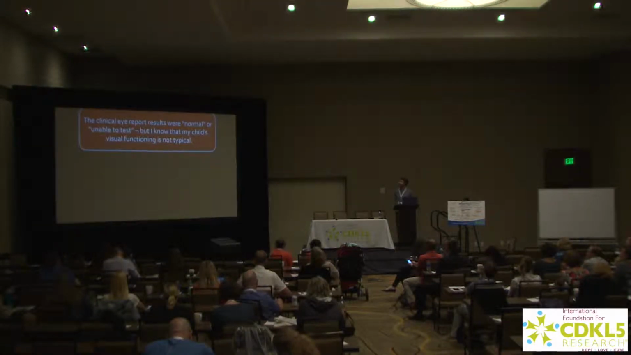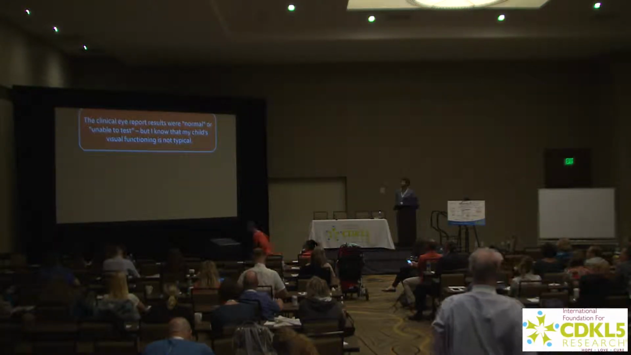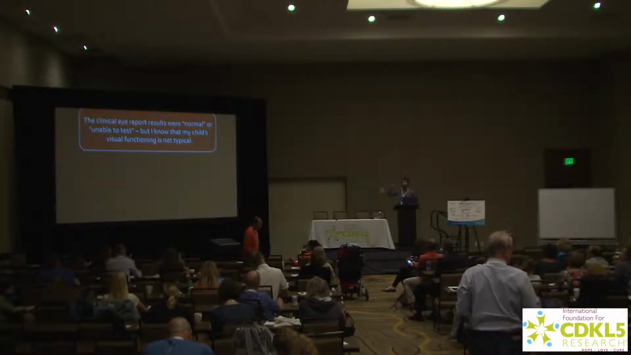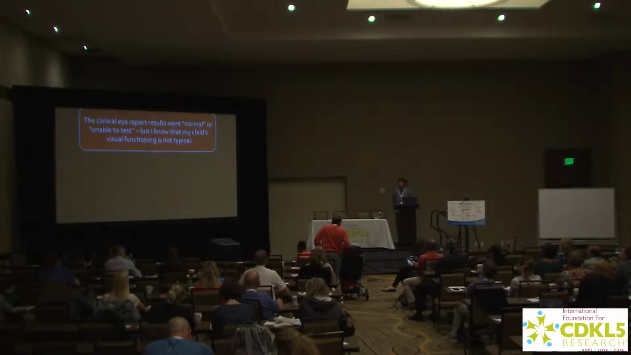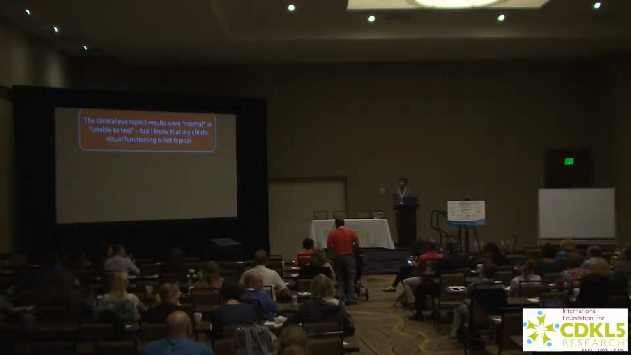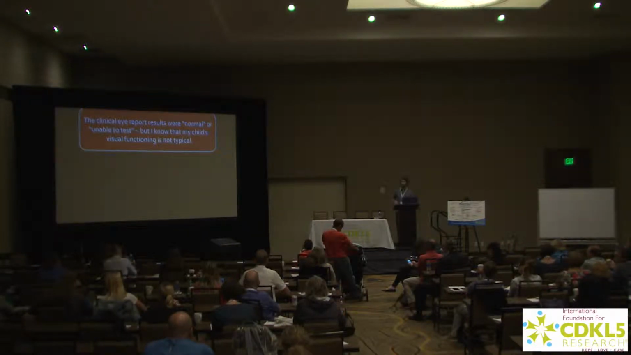So here are some FAQs, some frequently made statements even. The clinical eye reports were normal, or my favorite one is the wide range of acronyms that you'll get from an ophthalmologist. UTT, unable to test. That basically just means I don't know what I'm doing. Right? Because there's no such thing as unable to test, especially when it comes to functional vision assessment. So the clinical eye reports come out normal or unable to test, but I know that my child's vision is not typical.